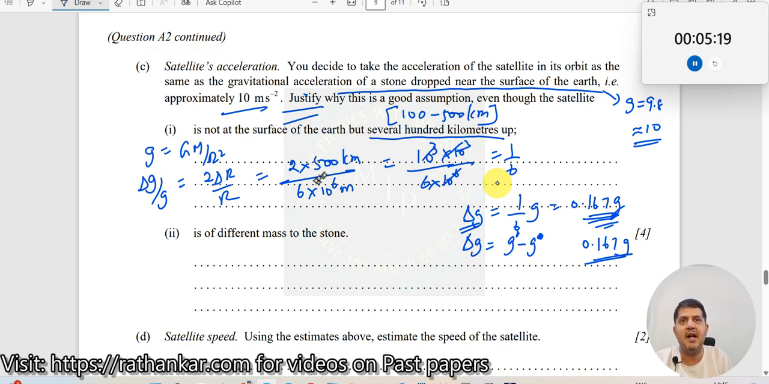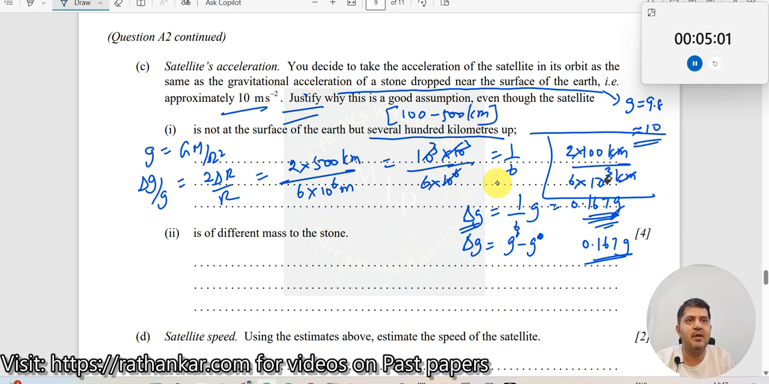If I take it to be 100 kilometers distance, what will the answer be? It would be 2 into 100 kilometer divided by 6 into 10 to the power of 3 kilometer, which now kilometer goes away, and this is 200, so this and this goes away, so you get 2 by 60, which is 1 by 30. 1 by 30 is very, very less, right? So therefore, there's no point in considering this.